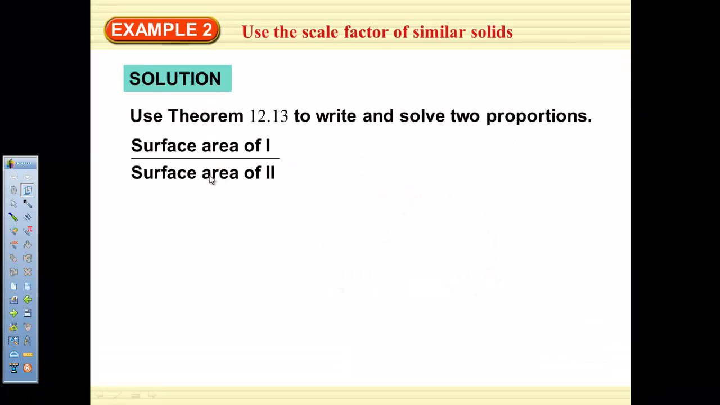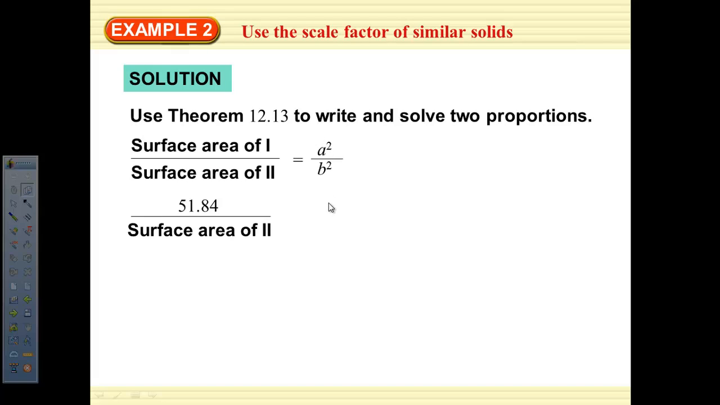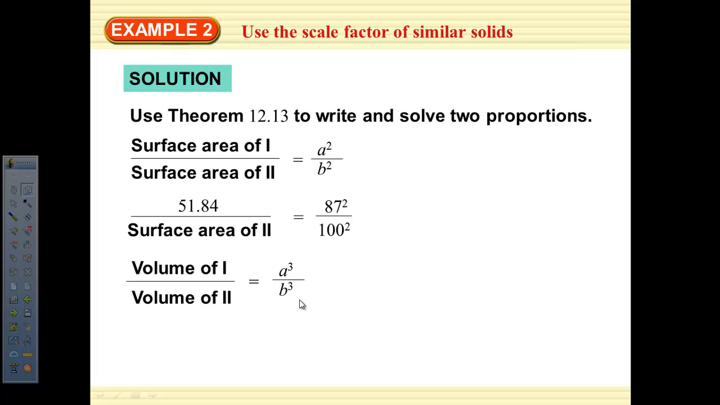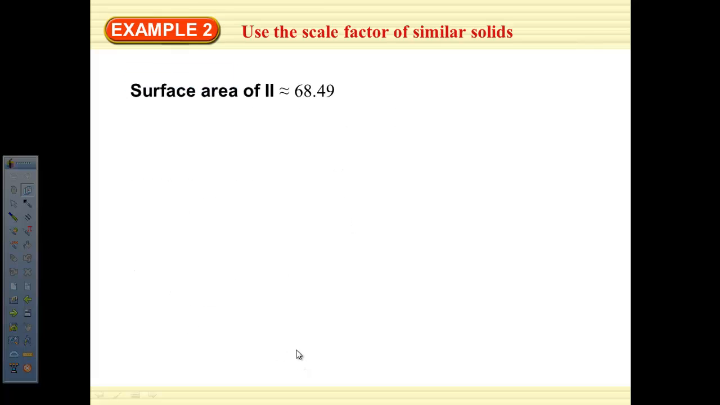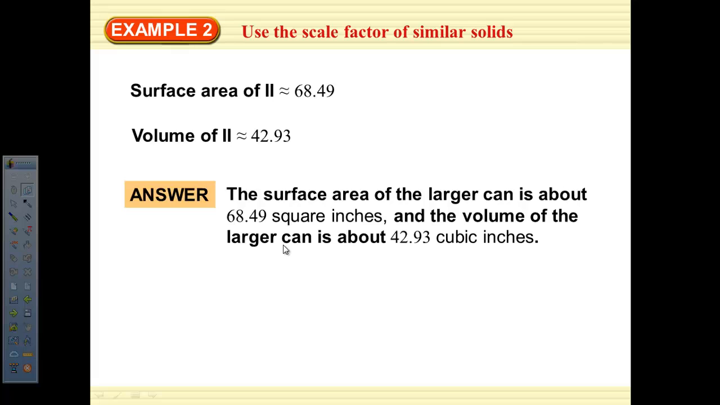So we write the two proportions. For surface areas, it would be A squared over B squared. Remember, this side was 51.84, and this is 87 squared over 100 squared. For volumes, we do A cubed over B cubed. The volume for 1 was 28.27, and this would be 87 cubed over 100 cubed. And then we just need to solve these. The first one again would be 68.49. The second one, 42.93. So there we get our answers.